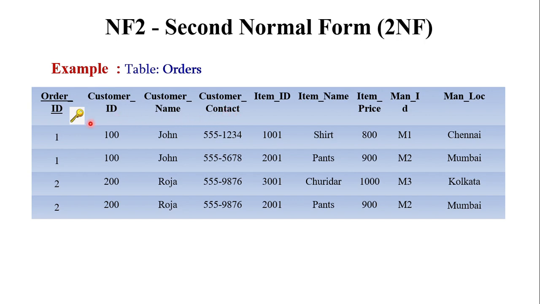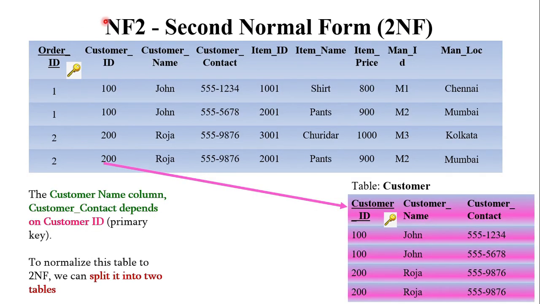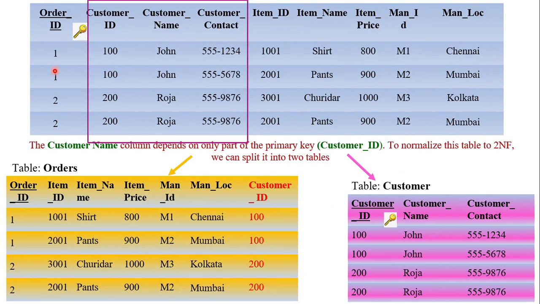In order to maintain the second normal form condition, we can split the table into two new tables. Here the customer ID, customer name, and customer contact are partially dependent on the order ID, so we can split the table like this. The customer ID, customer name, and customer contact form a separate table. The remaining item ID, name, price, manufacturer ID, and manufacturer location are fully functionally dependent on the order ID. So we remove the partially dependent columns into a separate table and keep the fully functionally dependent ones in another table. We are decomposing the table into two tables.